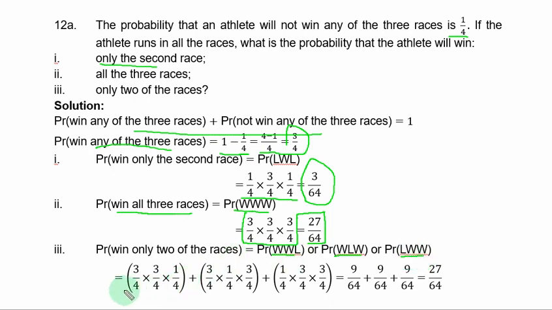The first one is this, plus the second is this, plus the third is this, and you have 9 over 64 plus 9 over 64 plus 9 over 64. You have like fractions. You simply add the numerators and you have 27 over 64.